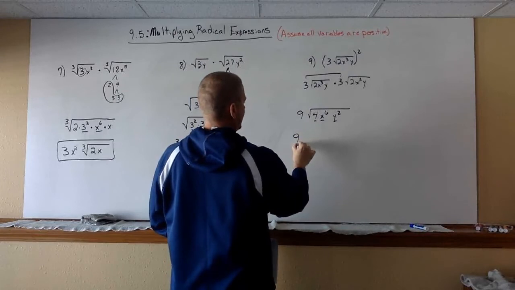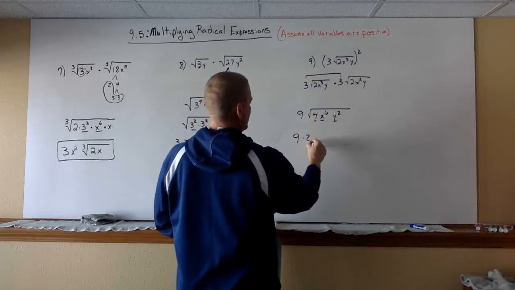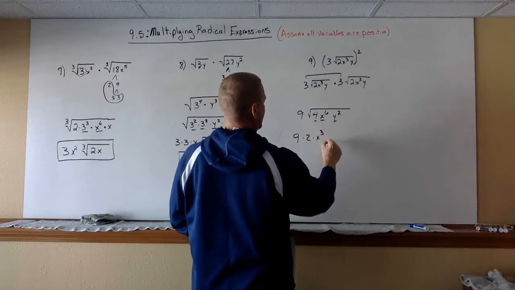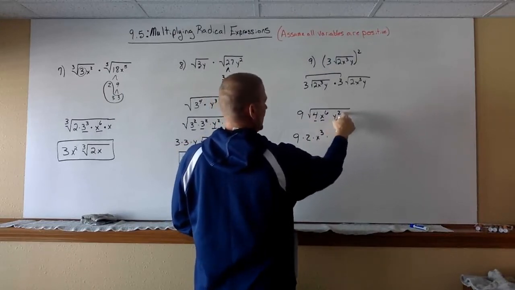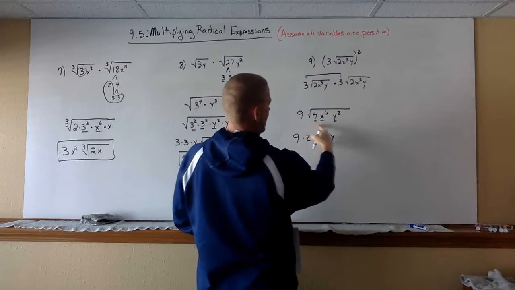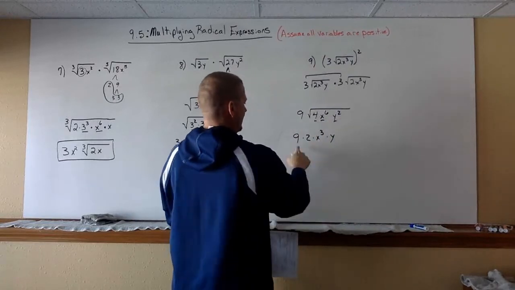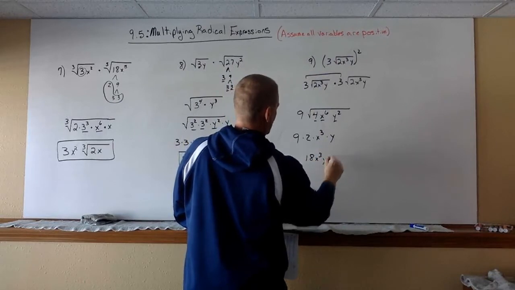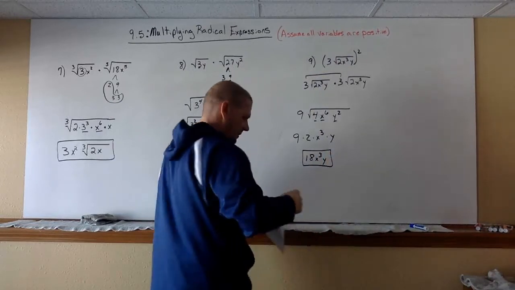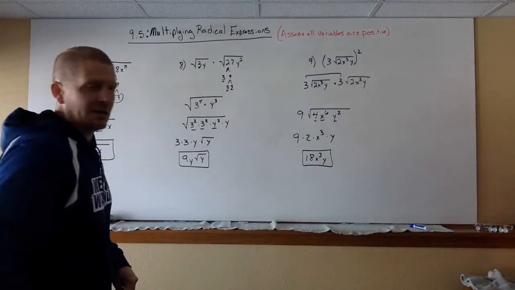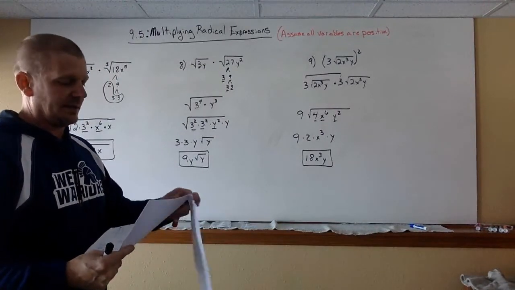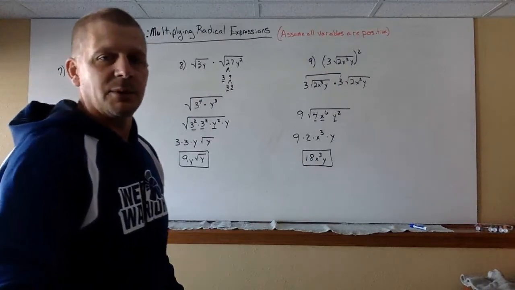So the 9 is on the outside, times square root of 4 is 2, times the square root of x to the 6th, that's x to the 3rd, times square root of y squared is y. Everything underneath was a perfect square. 9 times 2 is 18x to the third y if you did them right. All I'm going to do is I'm going to hit pause and I'm going to write the answers for the last two challenge problems on the other side and see if you get them right.